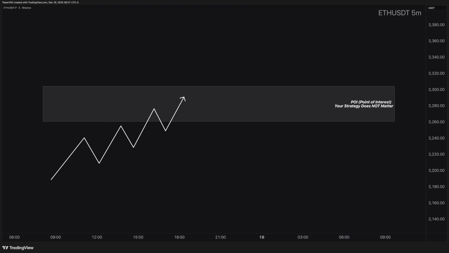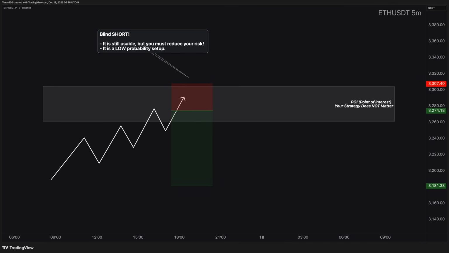When the price comes into your point of interest area, what should we actually do next? For example, imagine this POI area is for a bearish setup and I'm looking to take a short trade here. If you look closely, once the price comes into my zone or pocket, I could technically take a blind short right here. This is definitely possible and sometimes I personally do that in certain situations. However, this is a low probability trade and it requires reduced risk management.